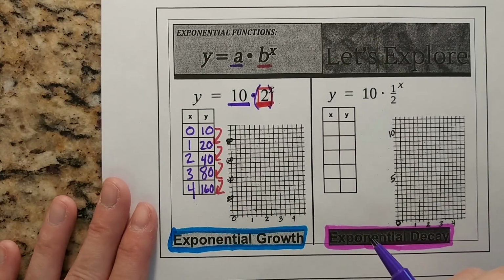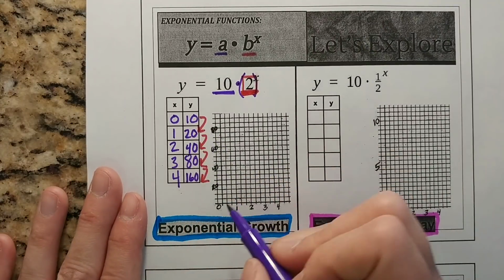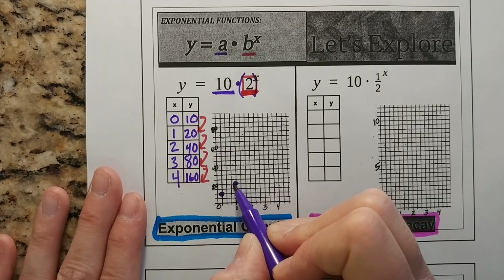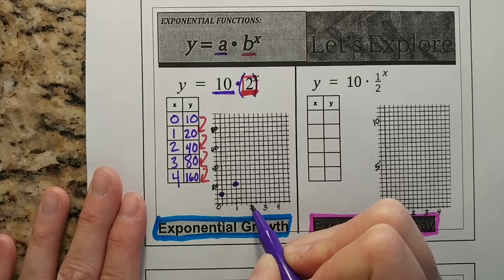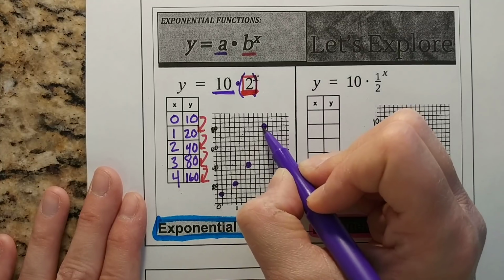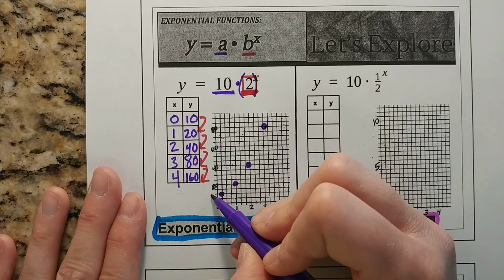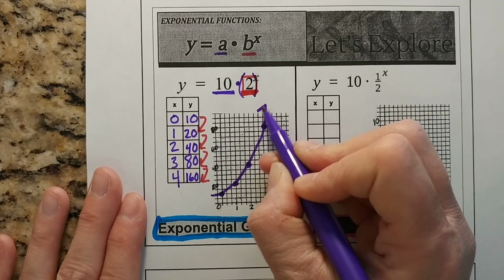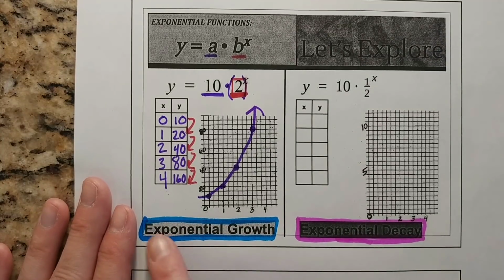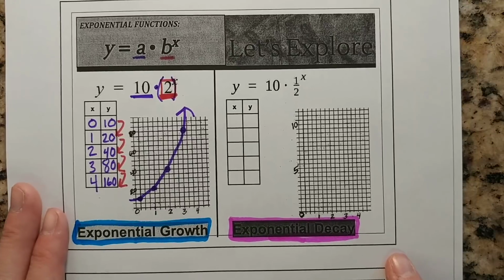So let's go ahead and graph this and see what it looks like. 0, 10, over 1 up 20, over 2 up 40, over 3 up 80, and then the other point is off the graph. So you see this nice exponential curve going up. That's exponential growth. Let's look at decay.